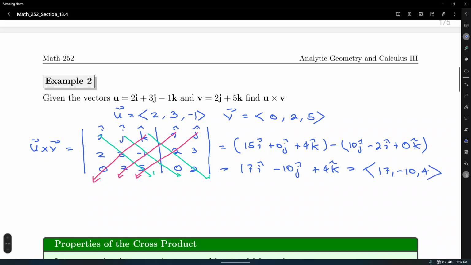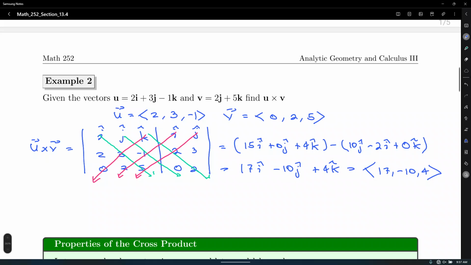Notice again, the result of performing the cross product is another vector, not a scalar, unlike the dot product. That's why we call it the vector product, not the scalar product like before.